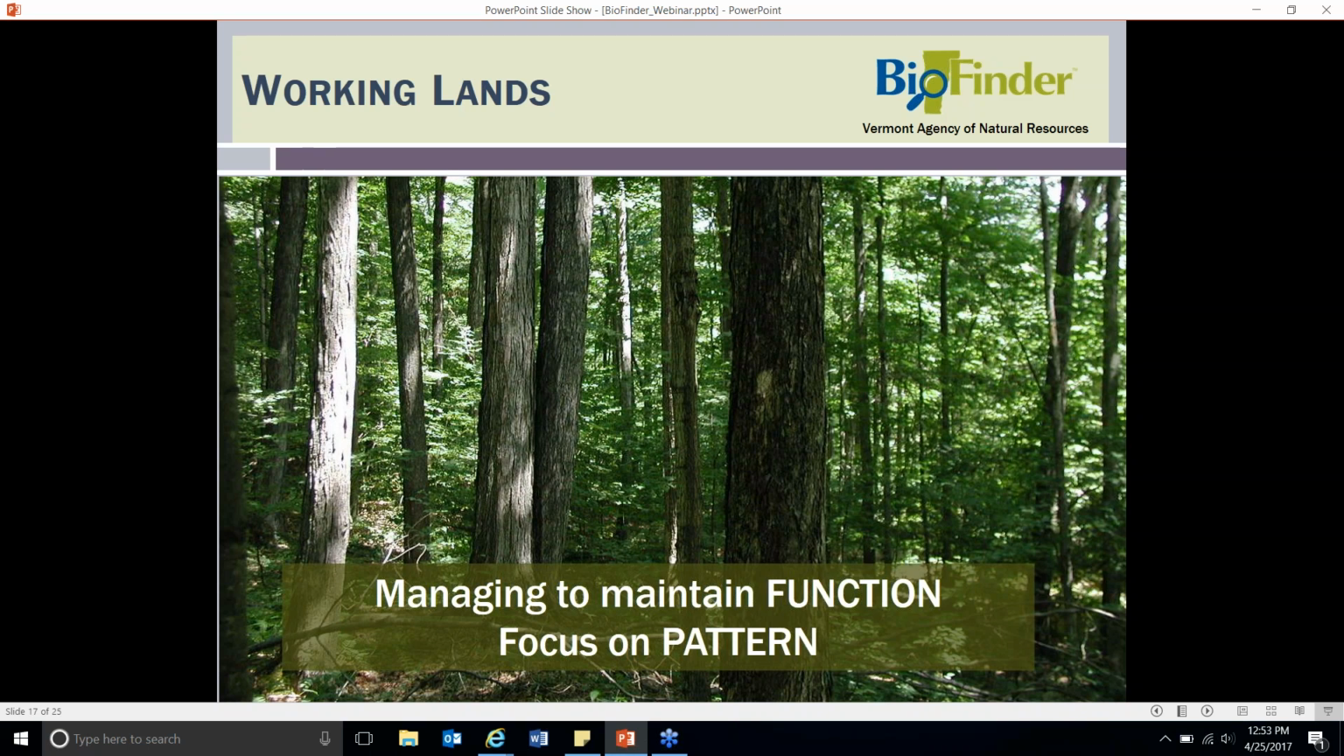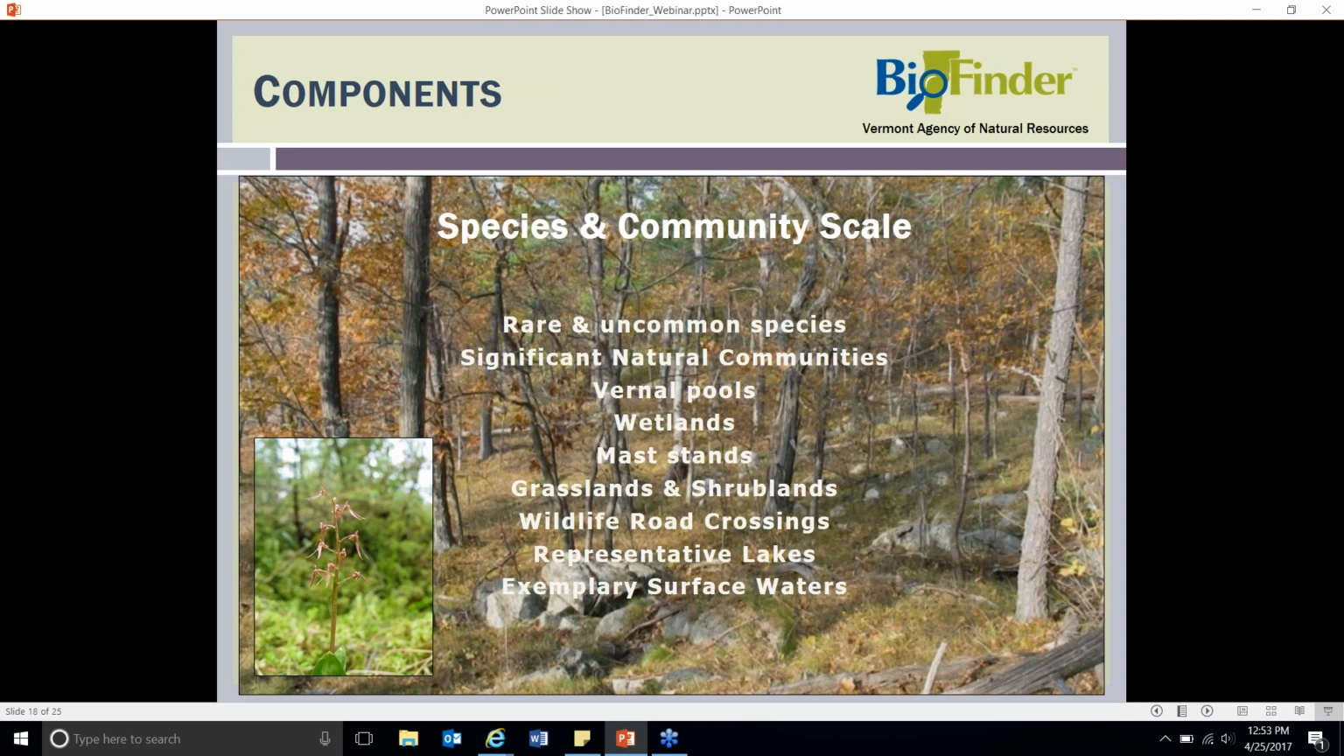We want to manage them to maintain function, but these are the same places in Vermont that make up our working landscapes. These are our working forests. These are the places we go for recreation. And most of these activities are going to be entirely compatible at this landscape scale. So just starting out by looking at that pattern. And then we can zoom in and look at the species and community scale.